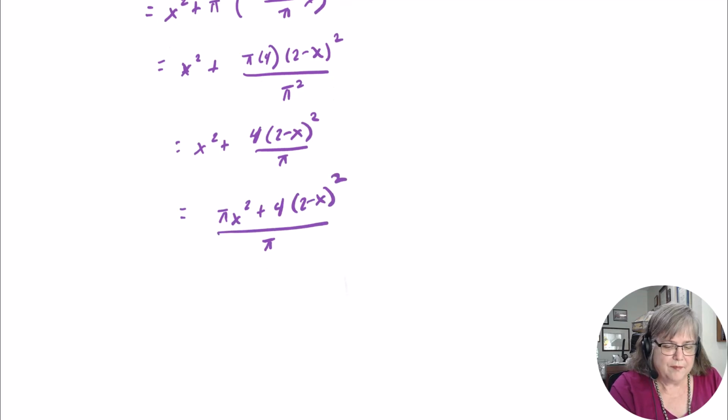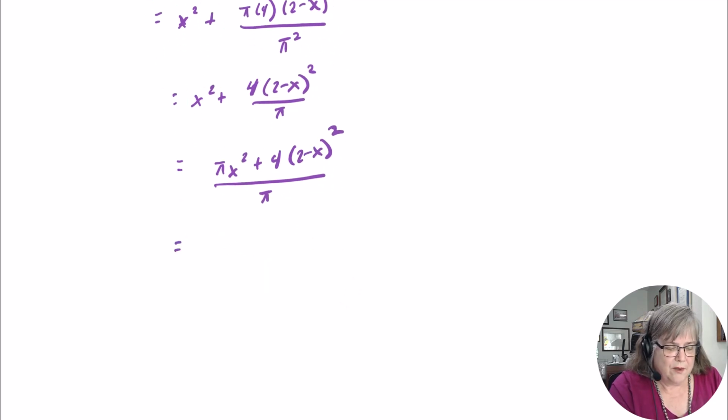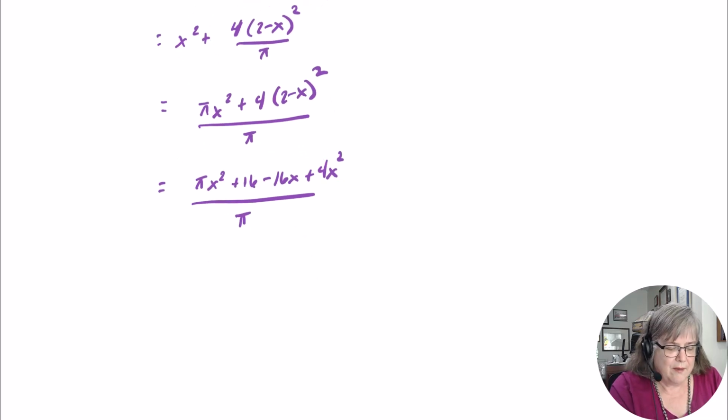Over pi. So this turns out to be pi x squared plus 16 minus 16x plus 4x squared over pi. Now you could take the derivative here, but let's just keep going, because I want to show you this. Do you see how you have 2 x squareds right there? So this would be (4 plus pi) x squared minus 16x plus 16 over pi.